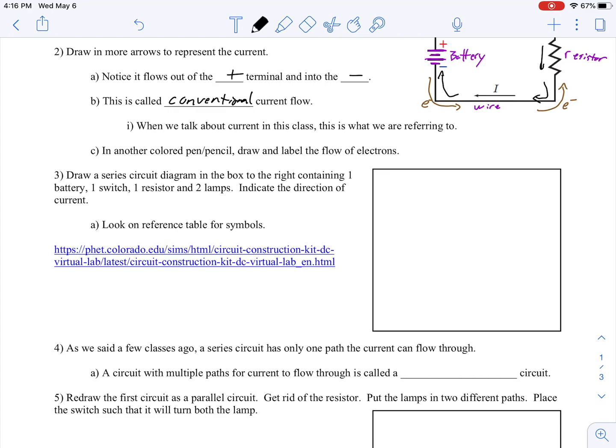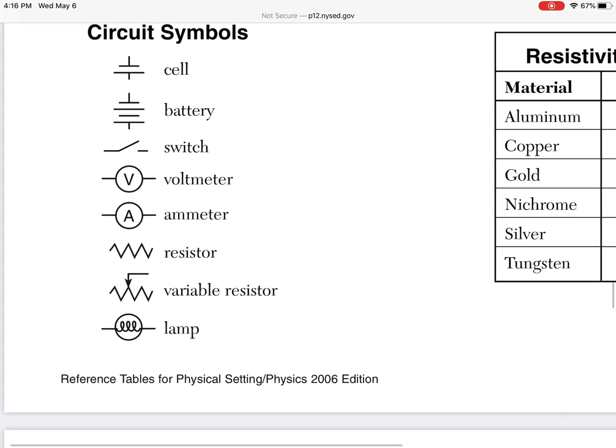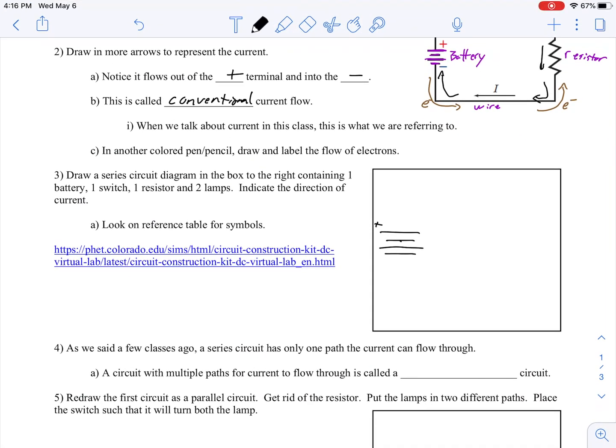All right, so we have a battery. Generally, you draw the battery on the left with the positive terminal up. Then we have one switch, one resistor, and two lamps. Let's just look at what those look like. That's a switch, there's a resistor, and then two lamps, or light bulbs. Lamps, same thing.